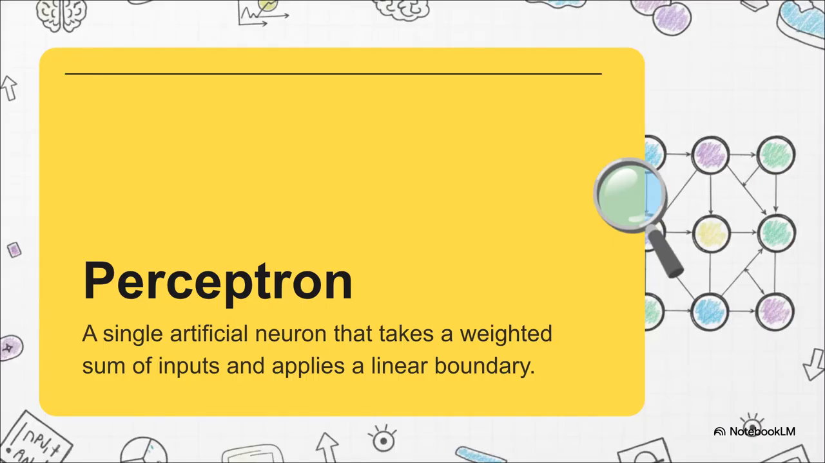To beat that baseline, we first need to wrap our heads around the fundamental building block of neural networks, the perceptron. Think of a perceptron as just a single artificial neuron. It takes in various inputs, like those 9 behavioral features, assigns a weight to each one based on how important it is, adds them all up, and then uses that total sum to draw a rigid, straight line right through the data to separate the buyers from the non-buyers.